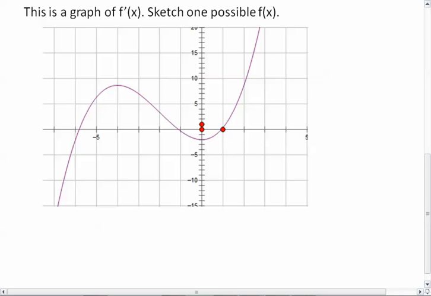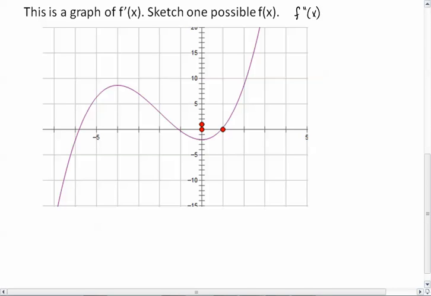All right, you think that first one knocked your socks off. Wait until you see this one. This is a graph of f prime of x. It's now asking us to find one possible f of x. And you know what? We're just going to add on to the end just for the fun of it. Let's also draw f double prime of x just because that's good practice.